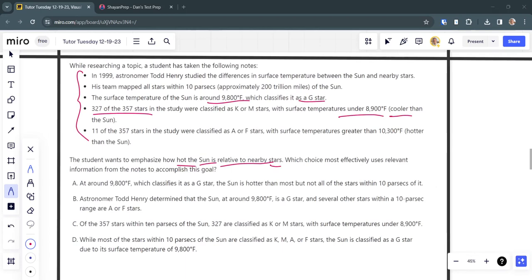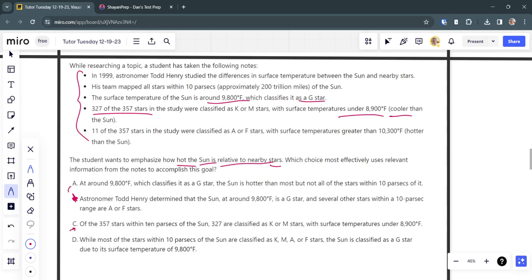So at around 9800 Fahrenheit, classifies as a G star. The sun is hotter than most, but not all of the stars within 10 parsecs of it. Yeah, I mean, that could work, right? Astronomer determined that the sun is a G star and several other stars are A or F stars. That doesn't really tell us how hot it is relative to those stars. 357, okay.